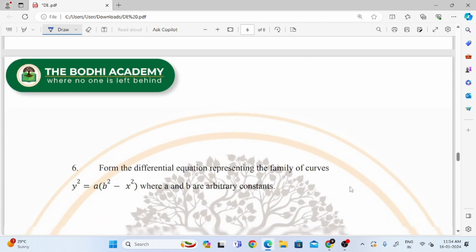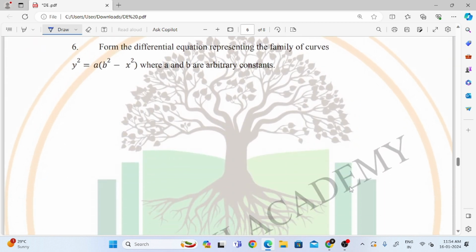Now look at the question number, next one, that is 6. In this question also we have to form a differential equation. Arbitrary constants are a and b, so we will get a second order differential equation. It is given y square is equal to a inside the bracket b square minus x square. If we multiply this a inside, we will get y square is equal to ab square minus ax square.